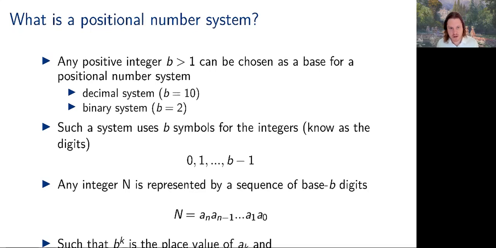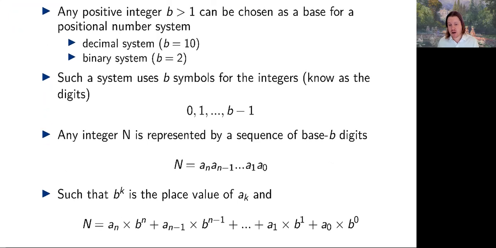So what is a positional number system? Any positive integer that is greater than 1 can be chosen as a base for a positional number system. The decimal system uses a base of 10. The binary system uses a base of 2. Such a system will then use B symbols for the integers, known as the digits. So you'd have 0, 1, all the way through B minus 1. So the digits in the decimal system are going to be 0 through 9.